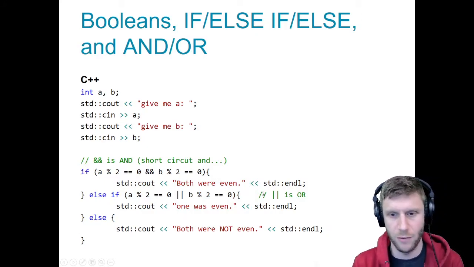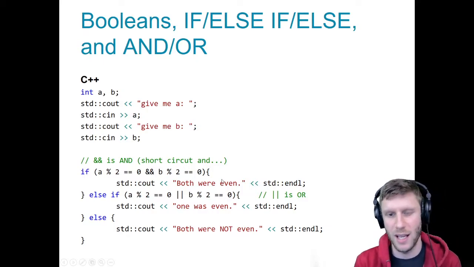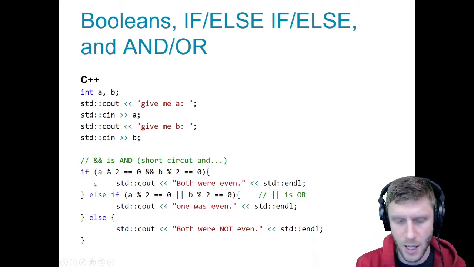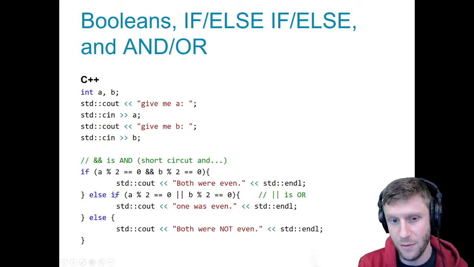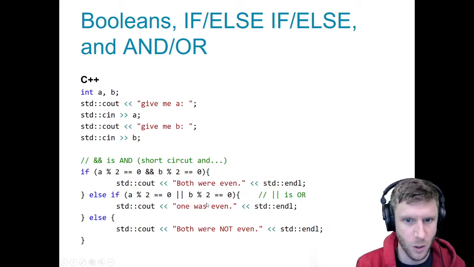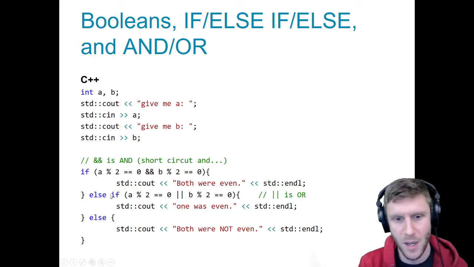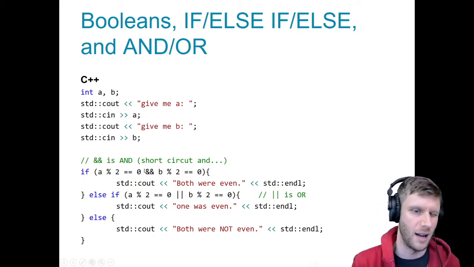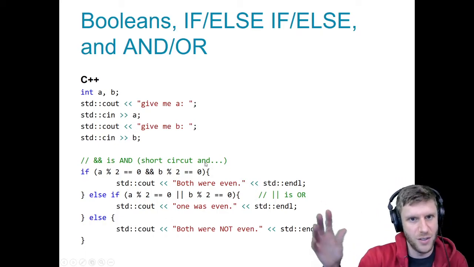Now because this is an else if, this will be mutually exclusive. So if this if runs where it says, okay, they're both even, it can't possibly tell us that one was even. If I didn't have the else and I just had an if, then if they're both even, one is also going to be even, so it would print both things out, but we don't want that. So that's why we've got the else if there. Only one of these things can ever run because we've got this if else if chain.